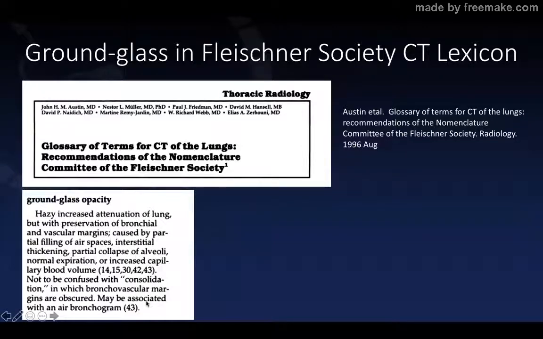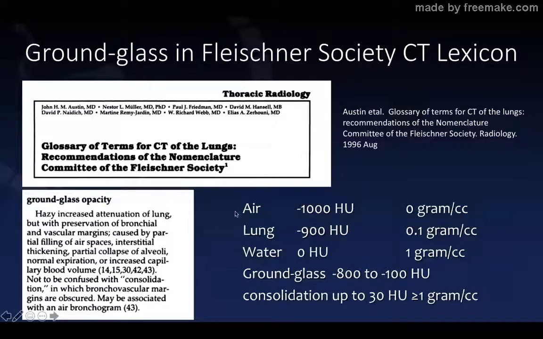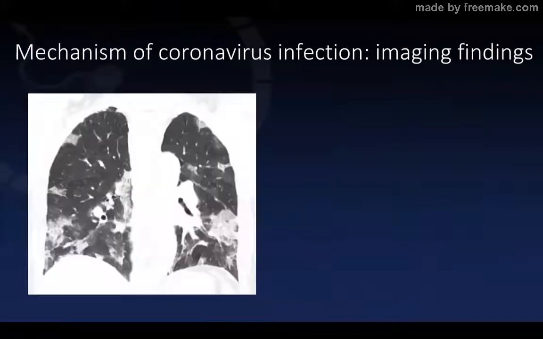And so just to point out the physics of things, air by definition is minus 1,000 Hounsfield units, or equivalent to 0 grams per cc, and normal aerated lung is minus 900 Hounsfield units, or 0.1 grams per cc, whereas water is 0 Hounsfield units and 1 gram per cc. And so ground glass occupies a large range of densities, anywhere from minus 800 up to minus 100 Hounsfield units, whereas consolidation is closer to soft tissue density. We like to point that out because the densities that we see in lungs are very different from what we typically think about in terms of soft tissues in the rest of the body.